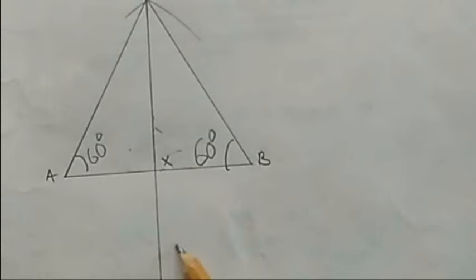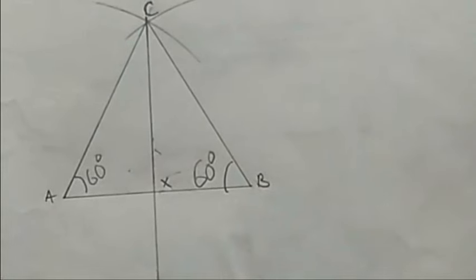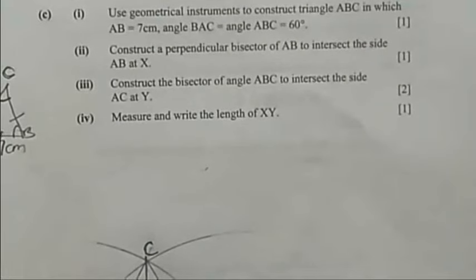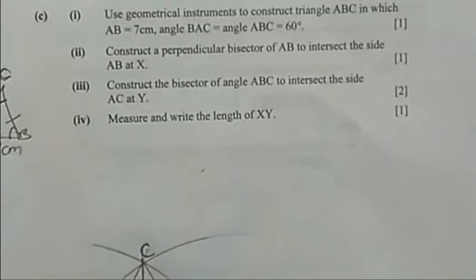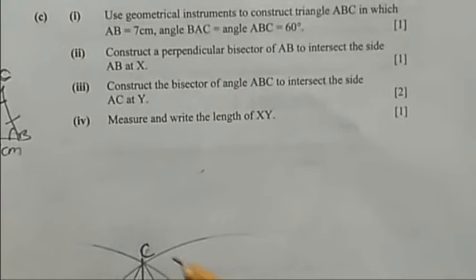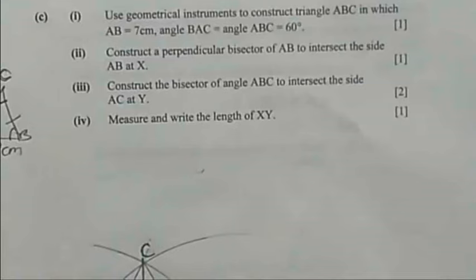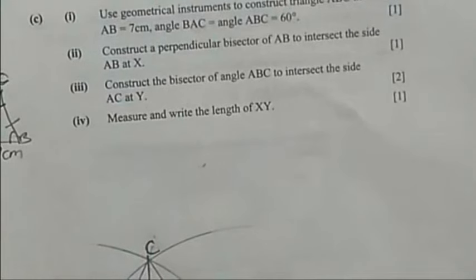Then we are going to come up with an arc somewhere here. Okay, now once you have done that, the next thing we're going to do is go to C3. Construct the bisector of angle ABC to intersect the side AC at Y. So it will be here. Okay. So let's draw the line, which is what we're going to construct.